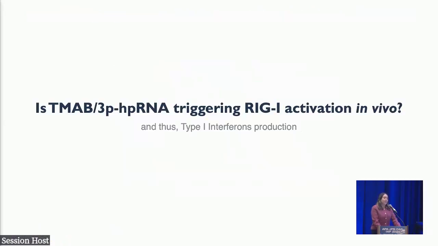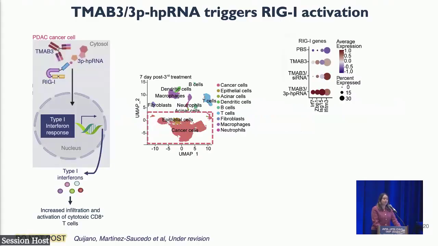So is this effect dependent on activating the type 1 interferons in the pancreas? So what we did next is that we took the tumor cells, and in them, we looked for genes that were associated with RIG1. And we found that there was an increase in the expression of these genes when the antibody and the short hairpin were used to treat the mice.